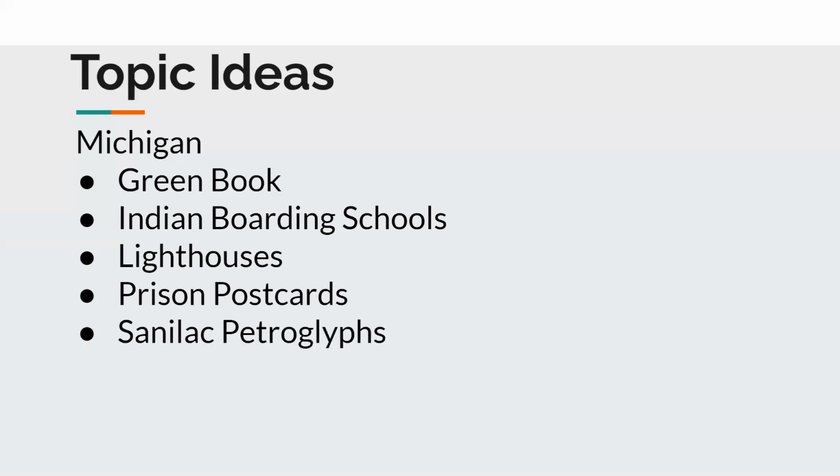Another one is Sanilac petroglyphs. This is more of an older history, so going back further. Those are in the thumb area of Michigan, where glyphs were carved into stone. That would be a good thing to look at: what was that communication, what were they trying to communicate, and what did it help us understand? Then there's the importance of protecting those today and making sure that we don't lose them, and the work that both tribal governments and the Michigan government, the Michigan Department of Transportation and others, have done to study and record them, because they may eventually disappear since they're outside in rocks.